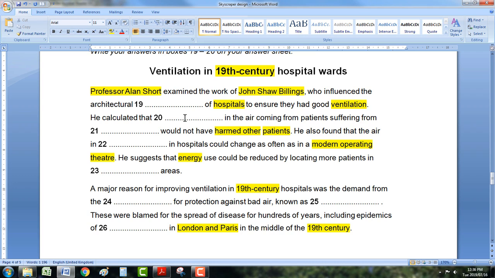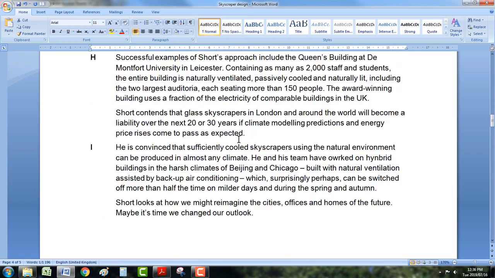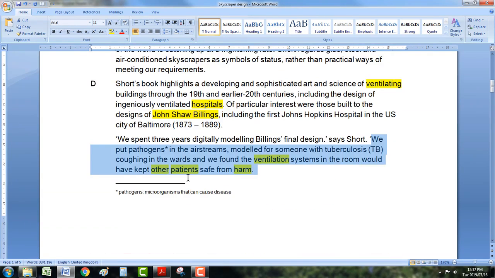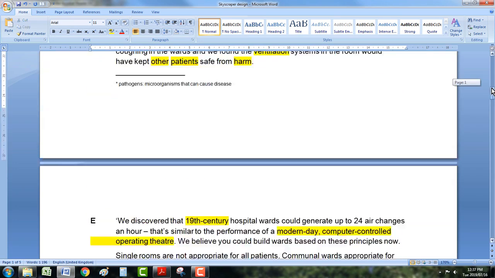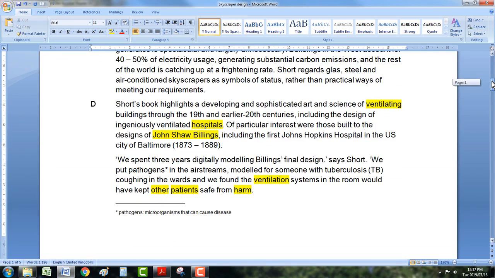He calculated that something in the air coming from patients suffering from something, that will be a kind of disease, suffering from, would not have harmed other patients. So I'm actually going to try and go with this one because I know where this harmed other patients thing is, and I'm quite sure it's you suffer from, and it'll be some kind of a disease or a condition. And so we're in this sentence over here. We're looking for nouns, and one of them is probably a disease.